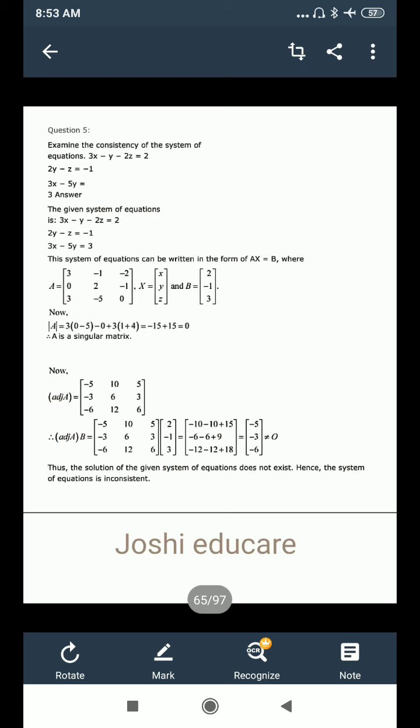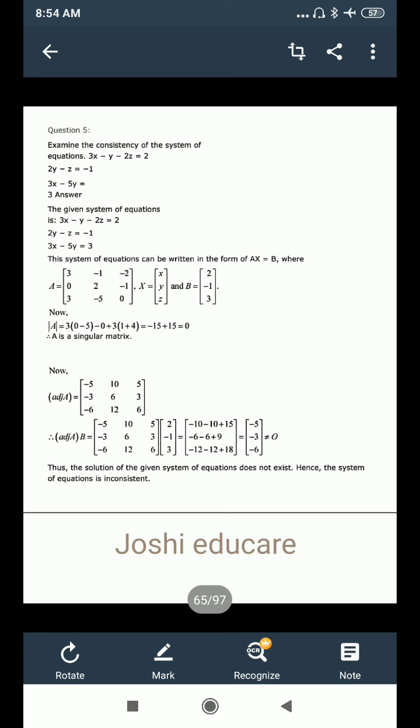So adjoint of A we found. You multiply this by B. It is adjoint of A into this matrix B. You got it is not equal to O. If adjoint of A into B is a non-zero matrix, we can say the system is inconsistent and will not have any solutions.